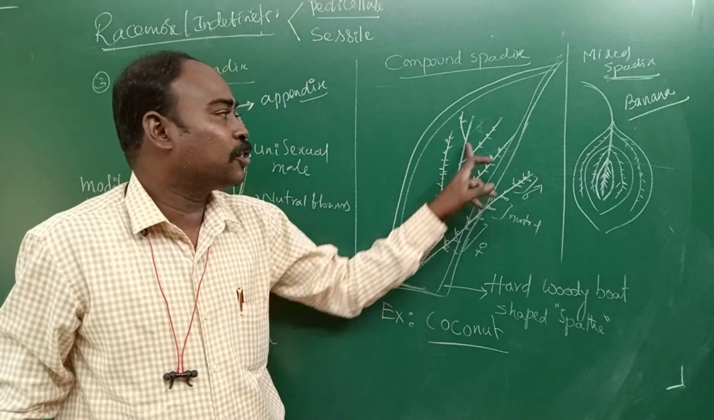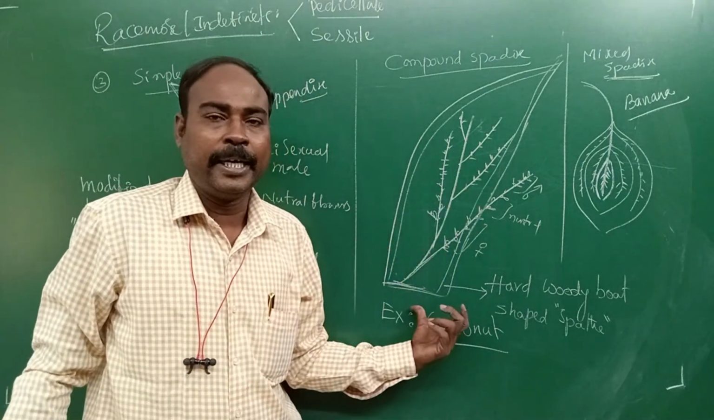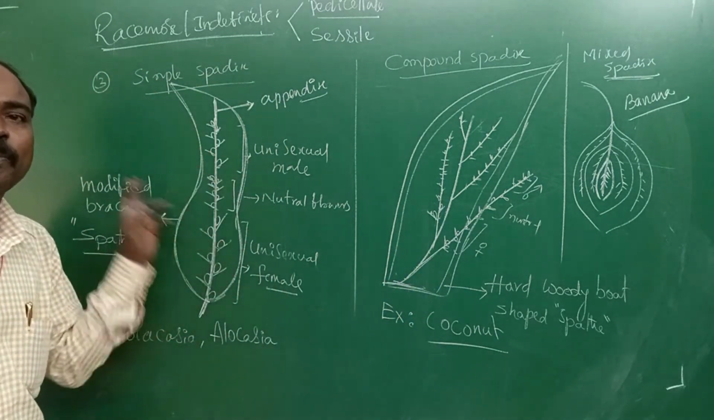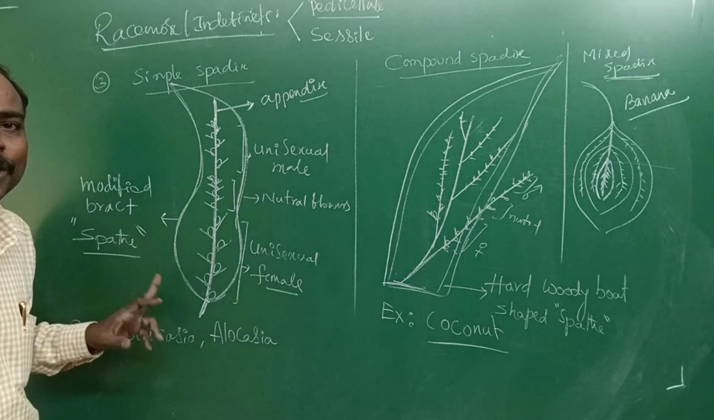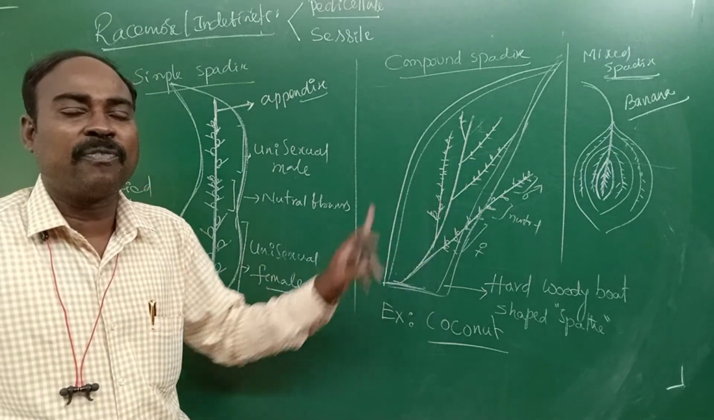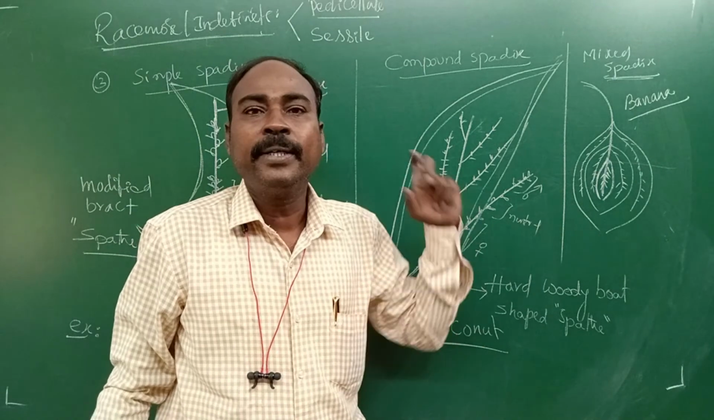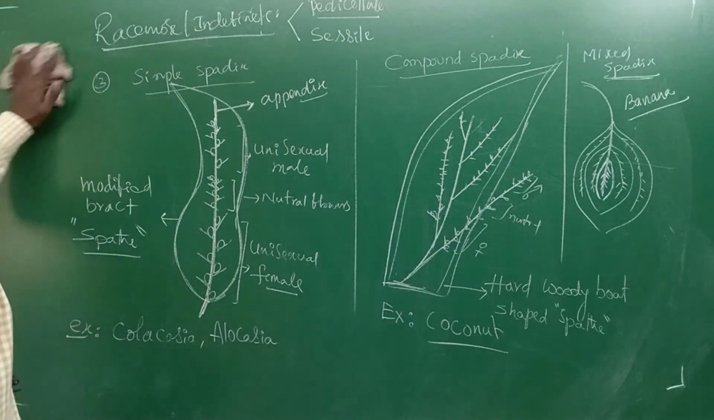Here all branches are covered by only one hard woody boat-shaped spathe. It is called compound spadix. Here the unbranched peduncle is covered by a single spathe. It is simple spadix. Colocasia and alocasia are examples for simple spadix. Coconut is an example for compound spadix. Banana is an example for mixed spadix. That is about spadix inflorescence.